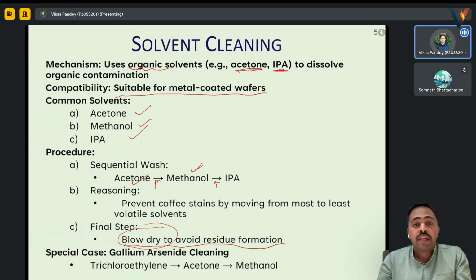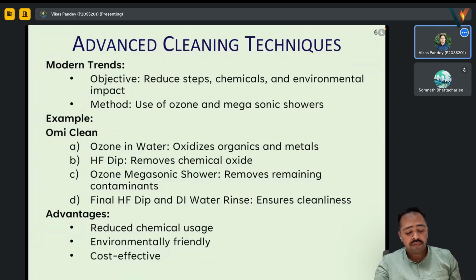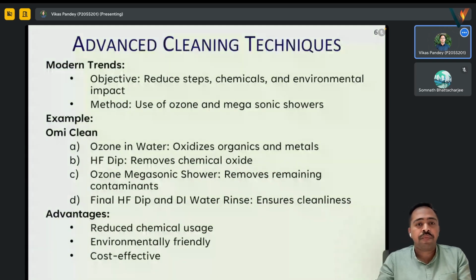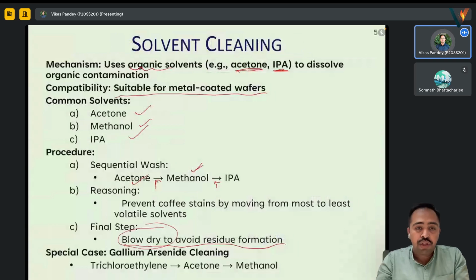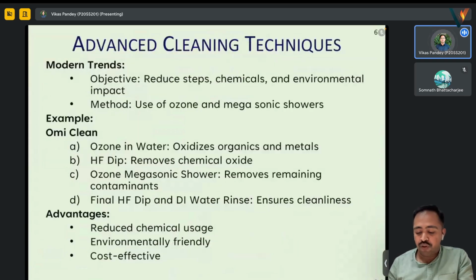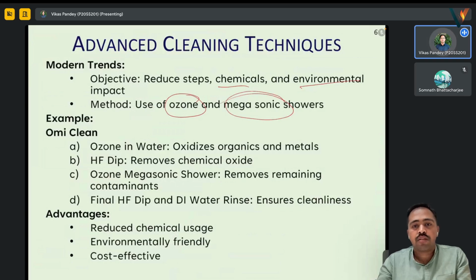Okay, then there are some other advanced cleaning techniques in which the objective is to reduce the steps that are used, as well as to reduce the chemical and environmental impact. The methods are ozone and megasonic showers. We have seen ultrasonic and megasonic, right? So megasonic showers as well as ozone are used.